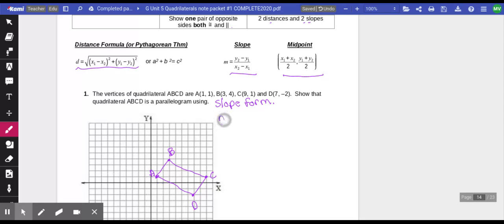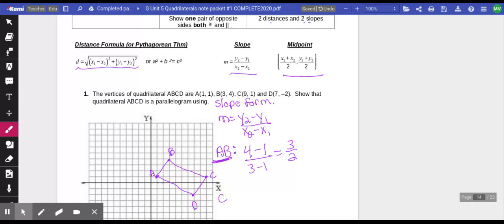So reminder, our slope formula is y2 minus y1 over x2 minus x1. So first I'm going to find the slope of AB. You should indicate what side you're finding the slope of. So I'm going to do AB. So AB, I'm going to do 4 minus 1 over 3 minus 1. So that's 3 over 2. Then the side that should be the same is CD.